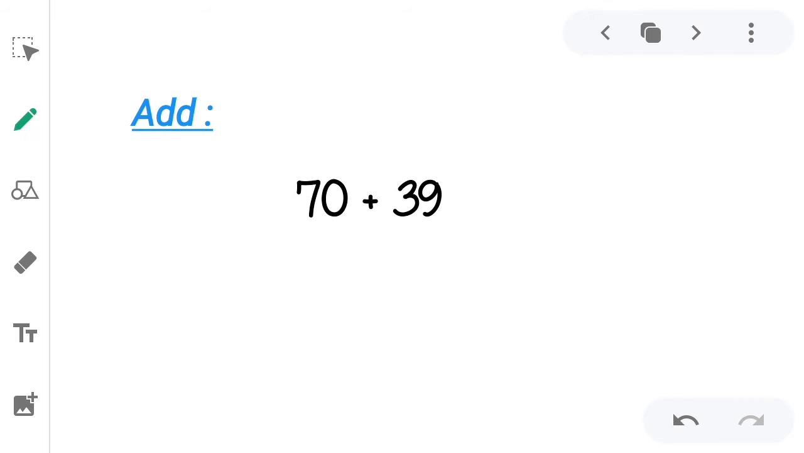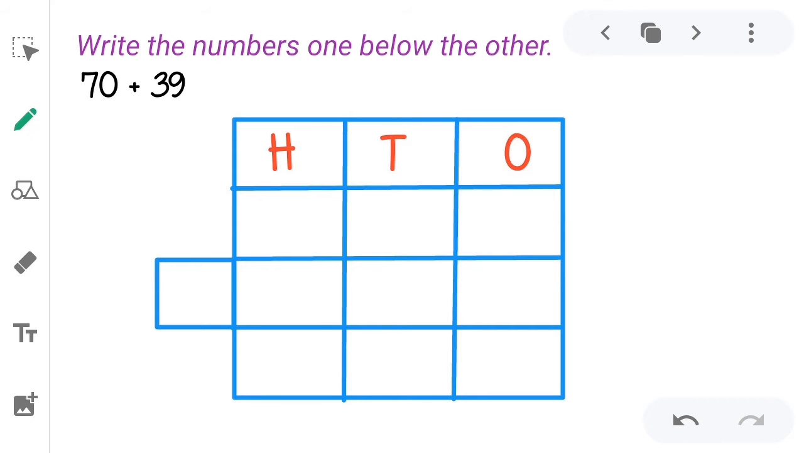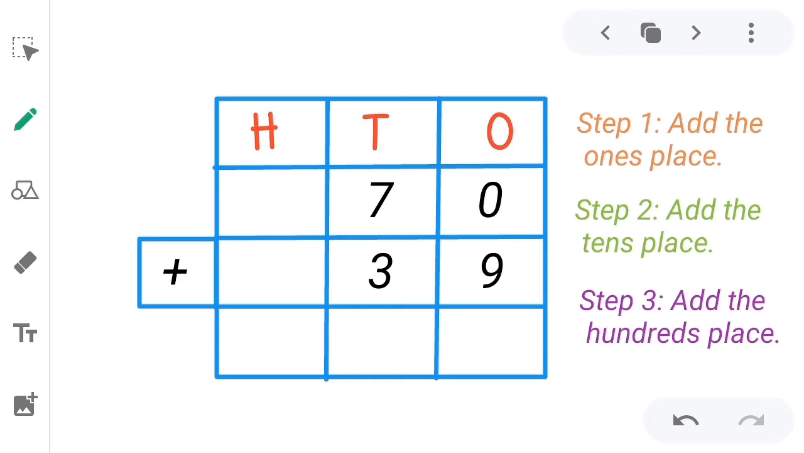So before adding the numbers, first thing that we will do is we'll write the numbers one below the other. So the first number 70, we will write it below tens and ones column because it has 7 tens and 0 ones. In the same way, the number 39 has 3 tens and 9 ones. So we'll place the numbers in their proper positions in the place value chart and we will put a plus sign here.